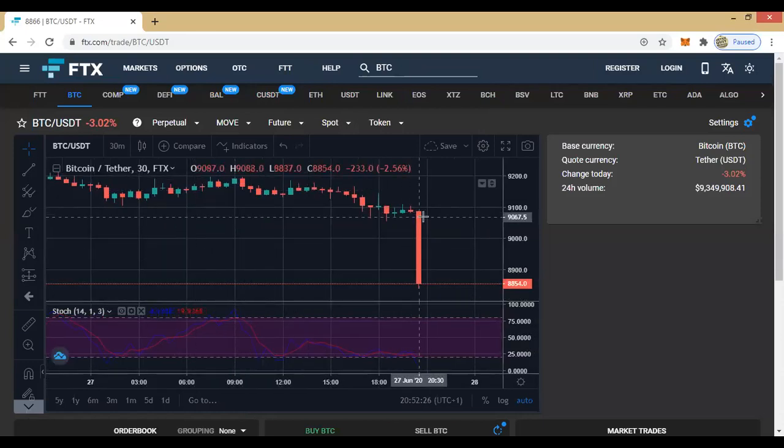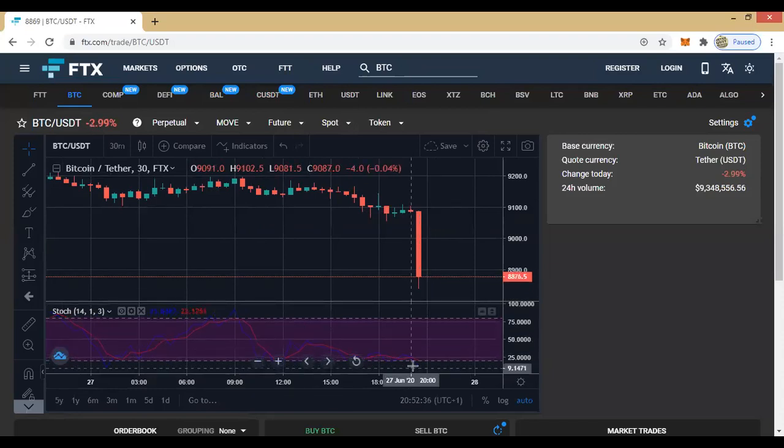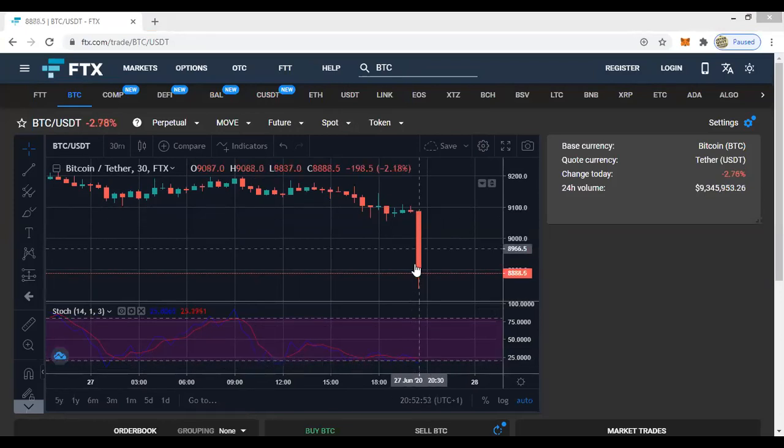Whoa, you can see this long bearish candle. This is very massive. And then look at our stochastic. What happened? You can see that at this point, look at it closely, the blue line sharply went below the red line, so fast. That is why we have this rapid drop.